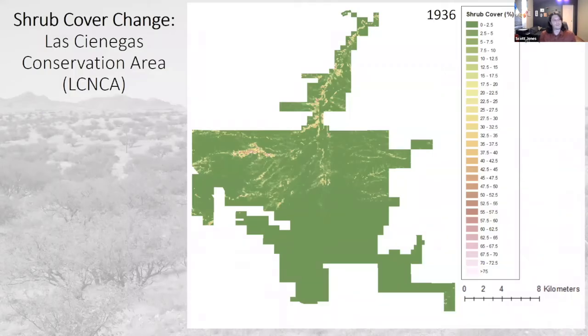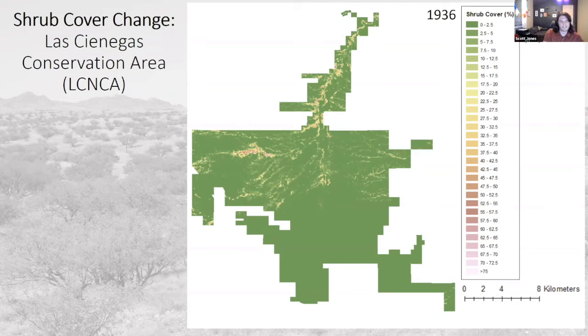So what does shrub encroachment look like in our own backyard? As I mentioned, my research has focused on change in the Las Cienegas Conservation Area. And to do this, I have gone back and located the oldest imagery of the area, aerial imagery, which dates back to 1936. And from there, I took about every 20 years and found new aerial imagery and quantified the shrub on the landscape. So here we go.